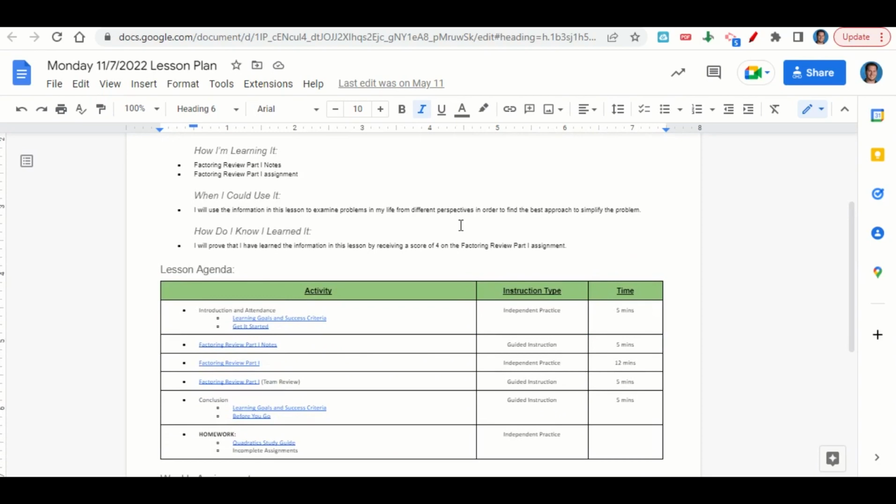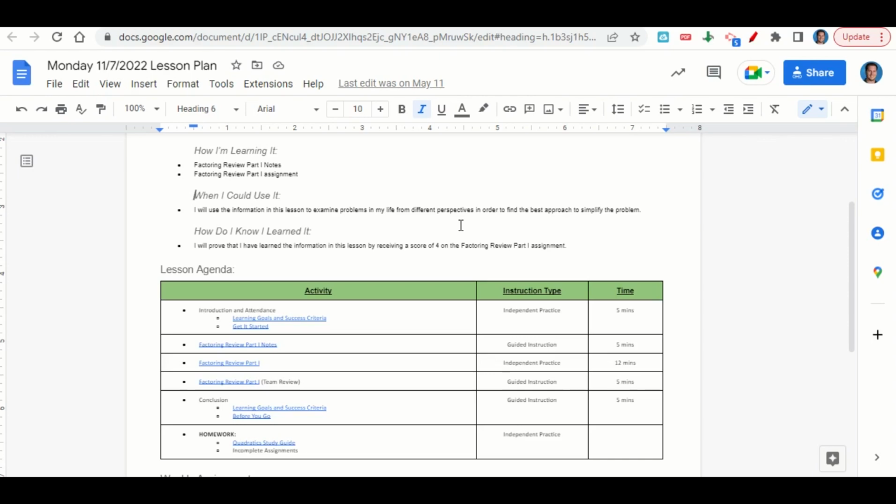Now let's take a look at our agenda for today. We will begin by going over the learning goals and success criteria. While we do that, you'll fill out your Get It Started. After that, we'll go over the Factoring Review Part 1 notes, and then I'll give you time to complete the Factoring Review Part 1 assignment. Once you've completed the assignment, we'll go over it together and answer any questions that you may have.